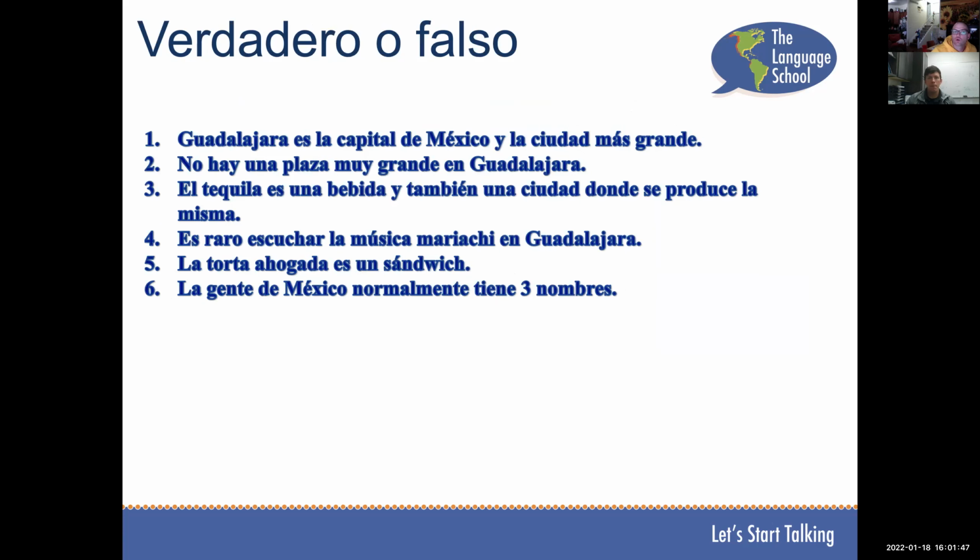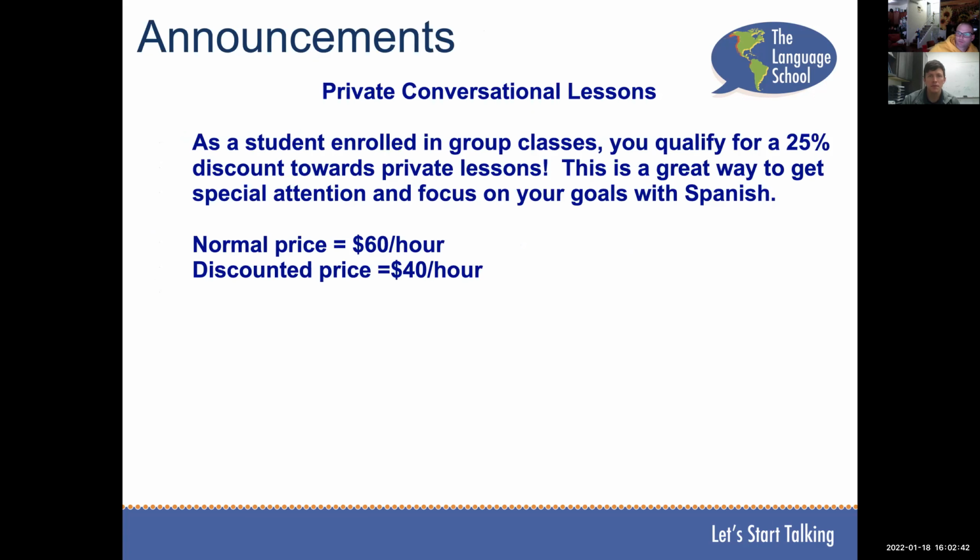Muy bien, ¿verdadero o falso? Guadalajara es la capital de México y la ciudad más grande. Falso. Tienes razón, falso. Es la capital de Jalisco. Correcto. No hay una plaza muy grande en Guadalajara. Falso. El tequila es una bebida y también una ciudad donde se produce la misma. Verdadero. Es raro escuchar la música mariachi en Guadalajara. Falso. La torta ahogada es un sándwich. Verdadero. La gente de México normalmente tiene 3 nombres. Falso. Muy bien.